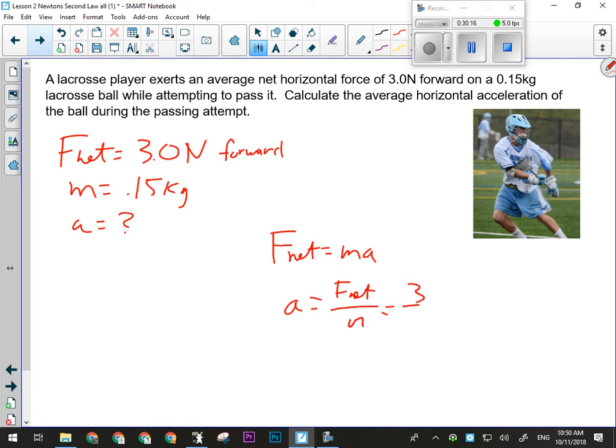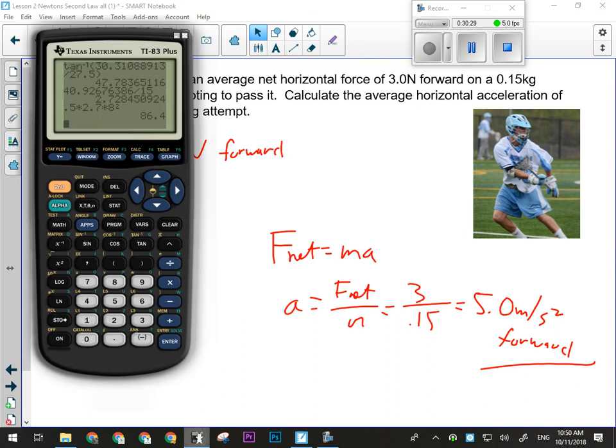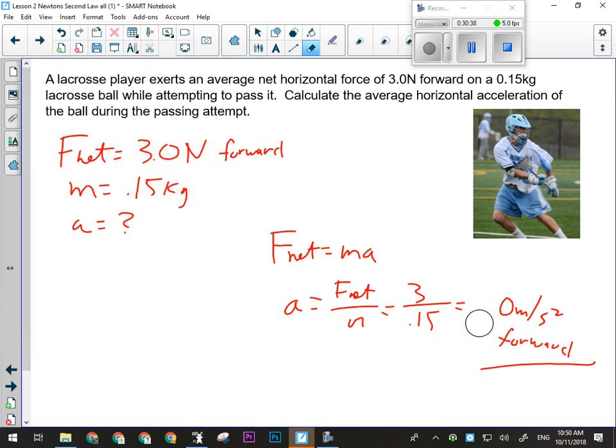Take our 3 divided by 0.15, and we should get 5 meters per second squared forward. Is that right? Is my math okay on that? I could be wrong there. Hang on. Check my math. Oh, okay. Yeah, I'm totally wrong. 20. What am I thinking? And what do we have here? We only have 2 significant figures, so it'll just be 20 meters per second squared forward.